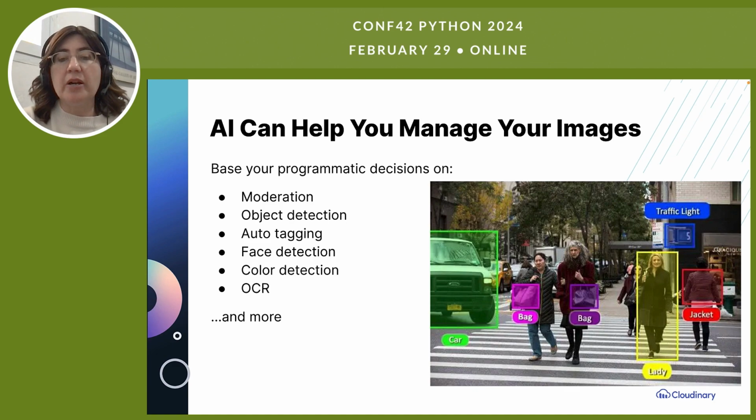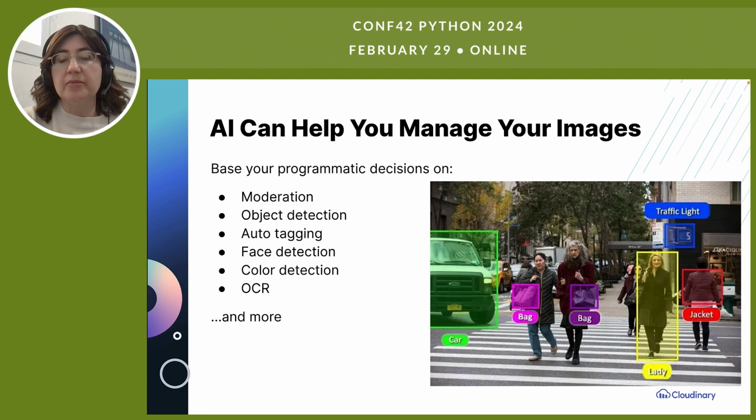So first of all, moderation. Especially if you're using user-generated content, you need some way to automatically moderate each image and make sure that there's nothing unlawful or inappropriate going on your websites. So AI can do that for you. It can automatically moderate your images so that you can feel comfortable that everything that you're showing on your website is appropriate.